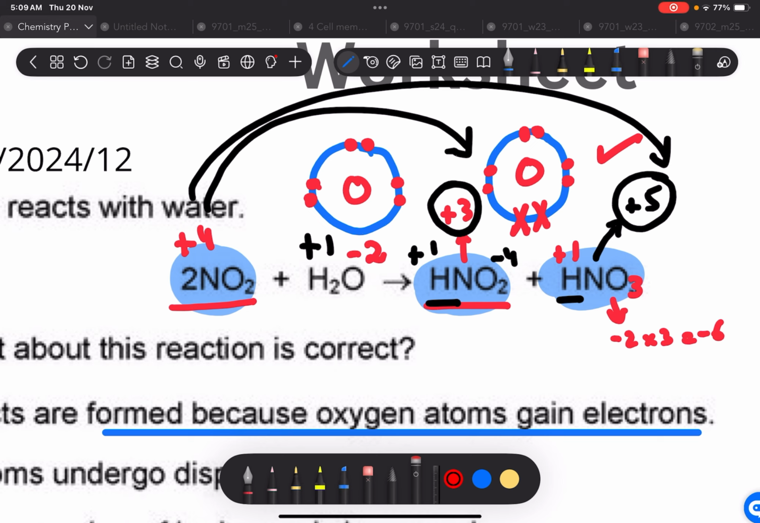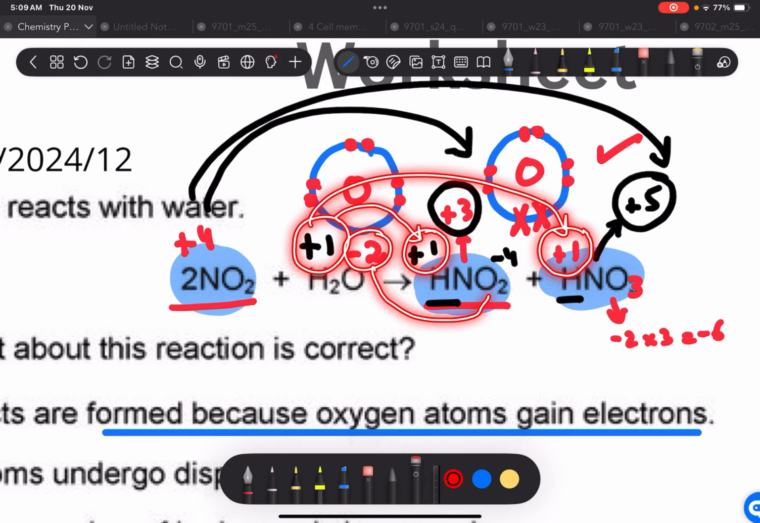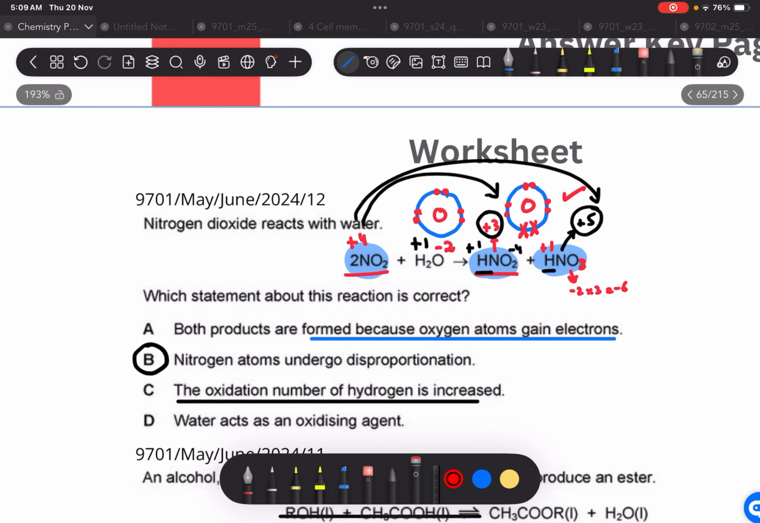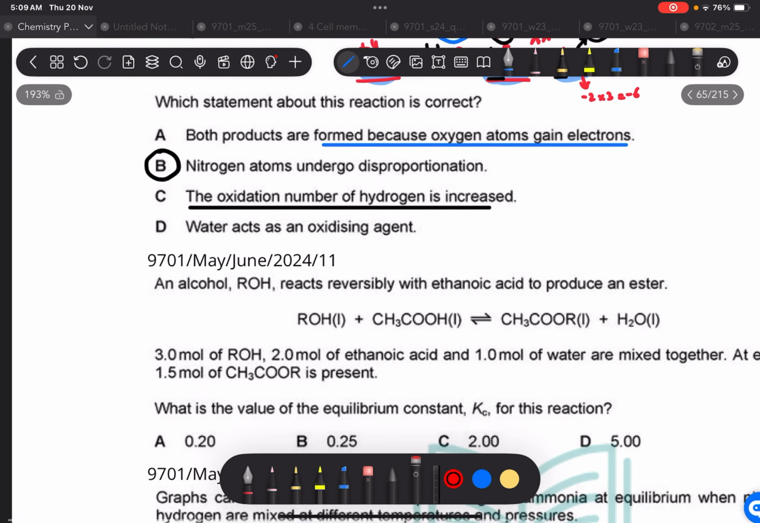But over here, look what's happening. This positive 1 remains as positive 1, and remains as positive 1 in nitric acid as well, and in nitrous acid as well. And this -2 remains -2 in this and this. Okay? You don't have to look at the total oxidation number of two oxygens. You have to look for one hydrogen, for one oxygen. For two oxygens, it's -4, but for one, it's going to be -2. So it's not undergoing reduction at all. So it cannot be an oxidizing agent for sure.